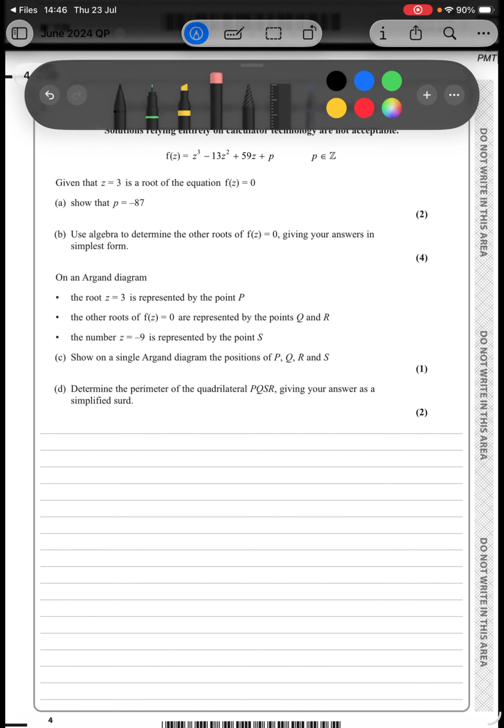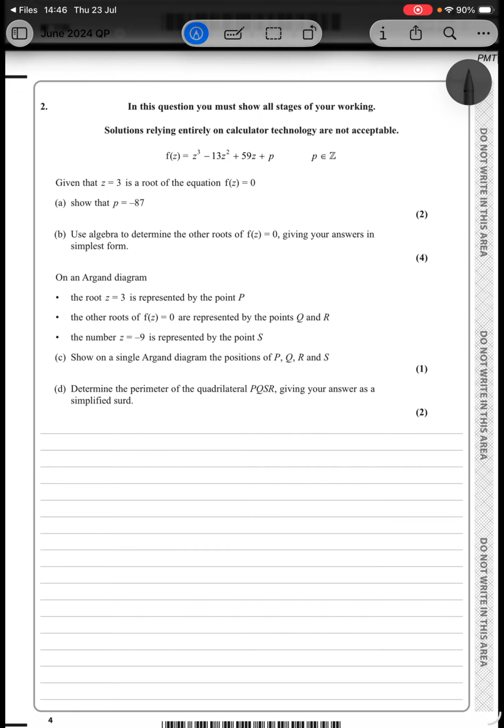So we equate f(z) to 0, z cubed minus 13z squared plus 59z plus b. We equate it to 0 while substituting 3 for z.